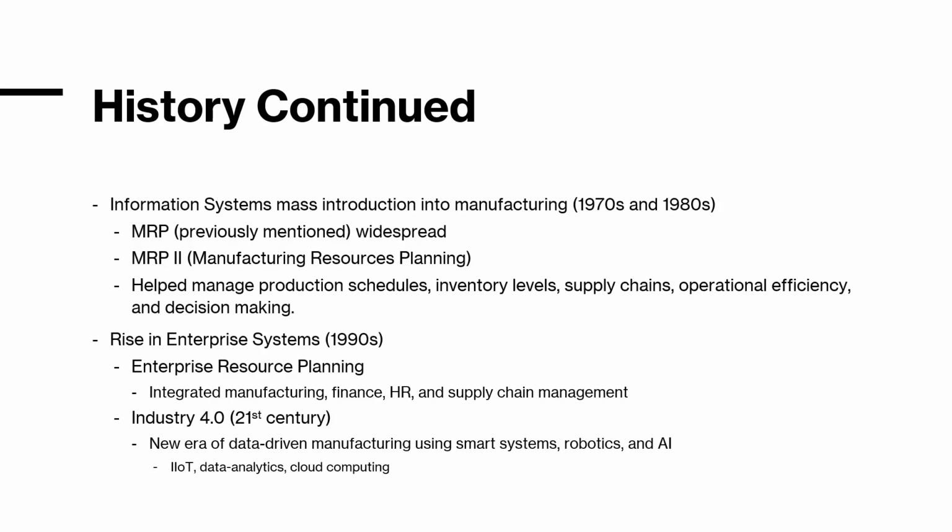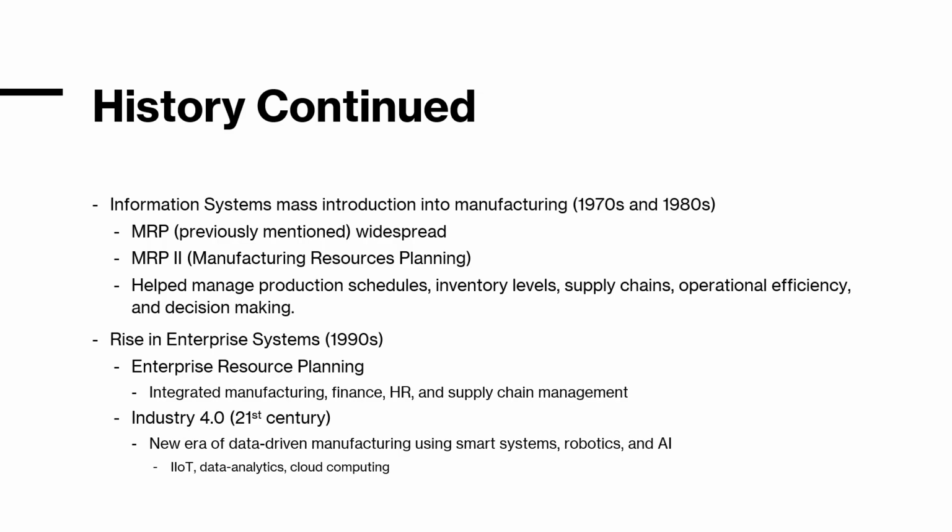In the 1970s and 1980s, information systems were being mass introduced into manufacturing. As previously stated, we had MRP. MRP was the first one used in the 1960s, but it gained traction amongst other industries and manufacturers in the 70s and 80s. And the MRP got changed and transformed into MRP2, which is Manufacturing Resources Planning, which is a more efficient one.